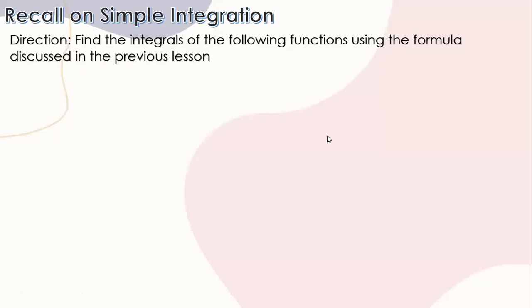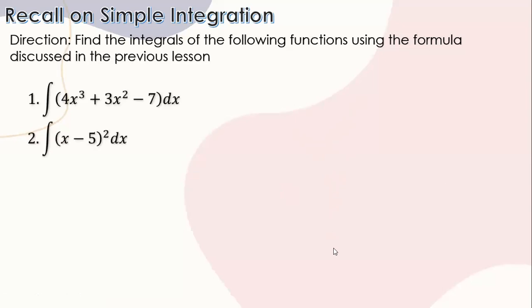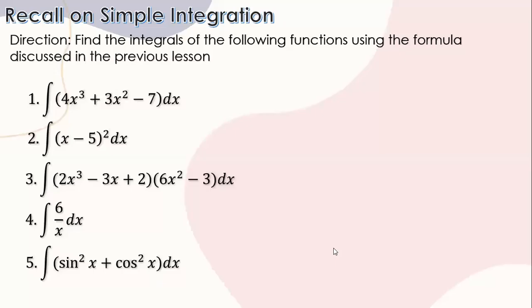Okay, so let's have a recall on simple integration. We will be using the formula discussed in the previous lesson to find the integral of the given functions. Okay, so let's have number 1. We have the integral of 4x cubed plus 3x squared minus 7 dx.